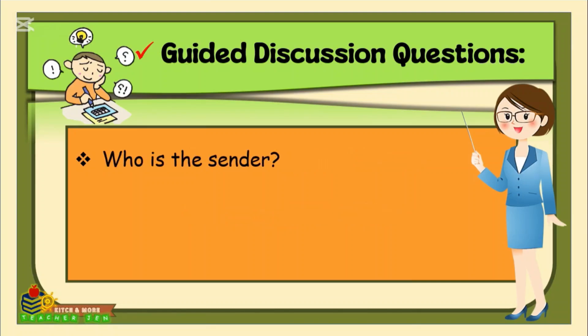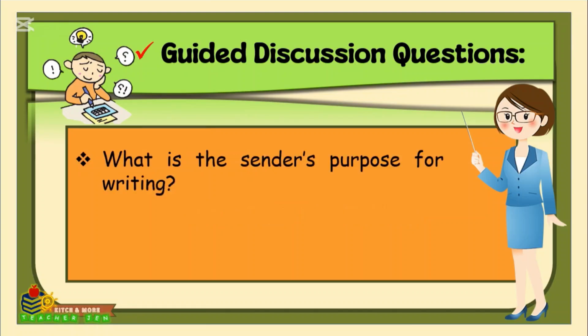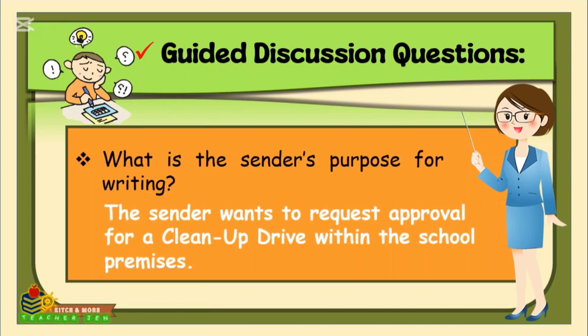Next, who is the sender? Correct, the sender is Chuki Mig. What details in the letter help you identify the sender's role? So, the letter states, my name is Chuki Mig, a teacher at Malaya National High School. This confirms that the sender is a teacher at the school. Next, what is the sender's purpose for writing? Correct, the sender wants to request approval for a cleanup drive within the school premises.